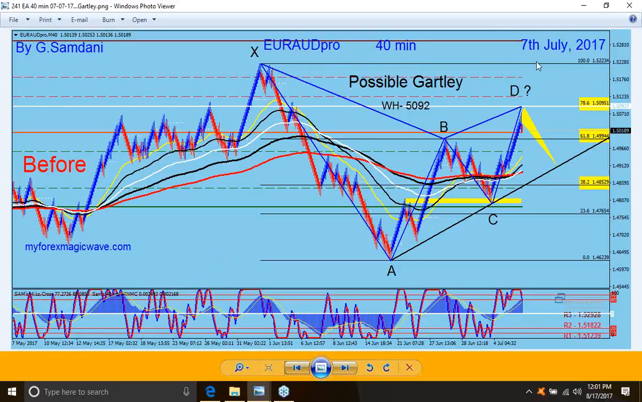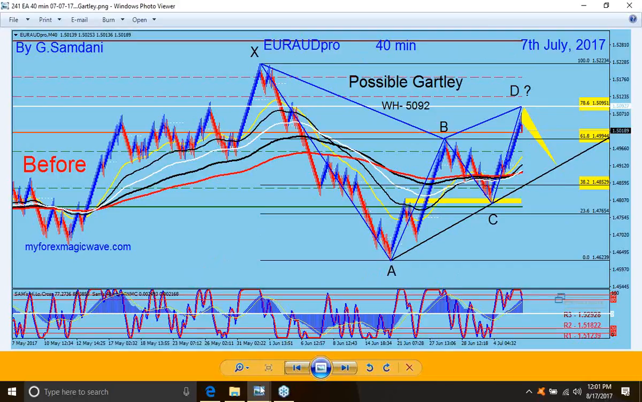EUR-AUD 40-minute chart. I made this one as a Gartley pattern calculation. It's 61%, and then from here till the 78% touch, I said it's going to drop. First target is always the trend line; break that and it goes all the way to the downside, and usually the Gartley goes beyond point A.